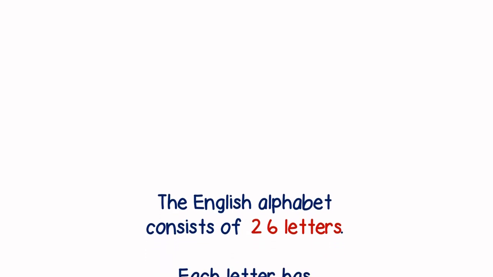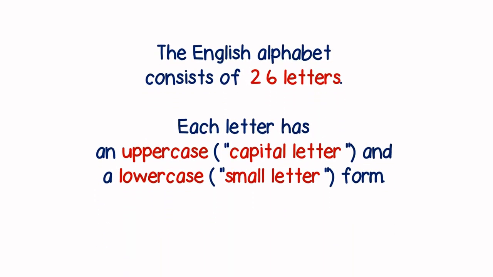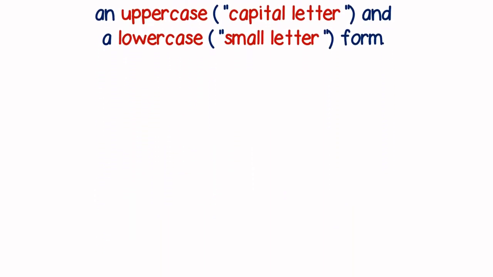The English alphabet consists of 26 letters. Each letter has an uppercase, capital letter, and a lowercase, small letter form.